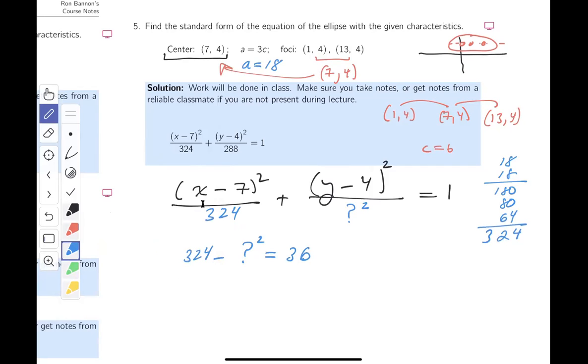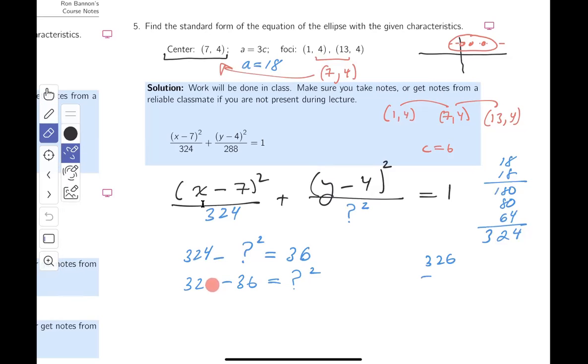Okay, now what am I going to do? 324 minus 36 is equal to the question mark squared. Well, I'm going to put it on the side for you. That's 326 minus, I'm sorry, I've got 6 in my brain. It's 324.